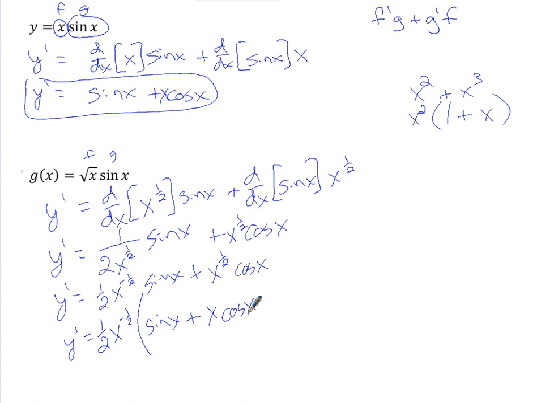Like if I had 2x squared plus 6x to the third, I'd factor out a 2x squared, right? And that would turn this number into a 3. Basically, you took that number and divided by that number, okay? So this number here is a 1. If I divide by 1/2, what number must go here? 2.